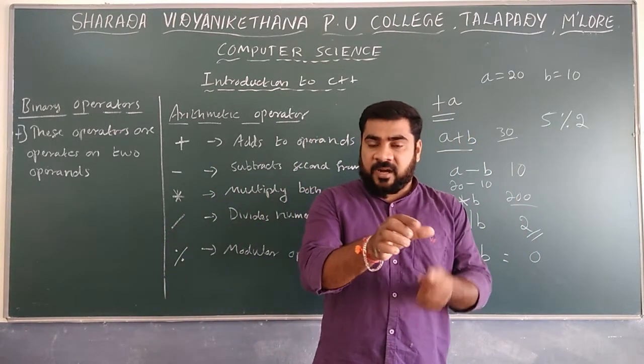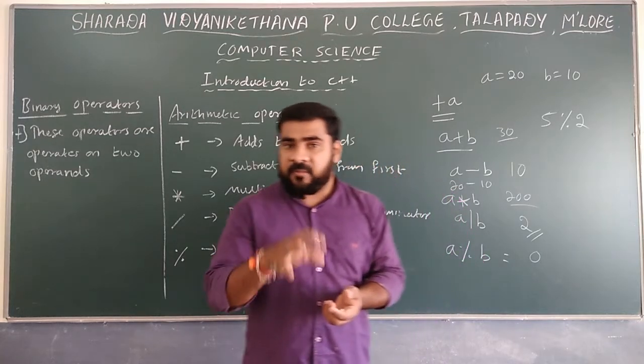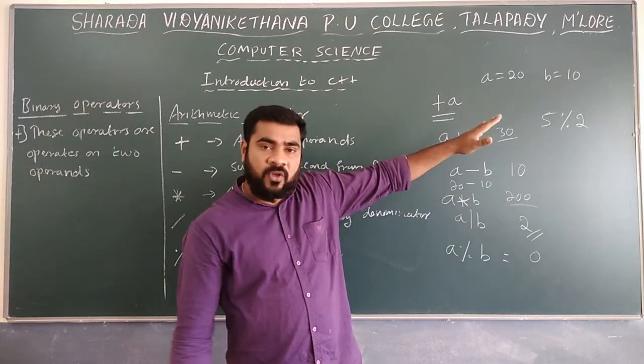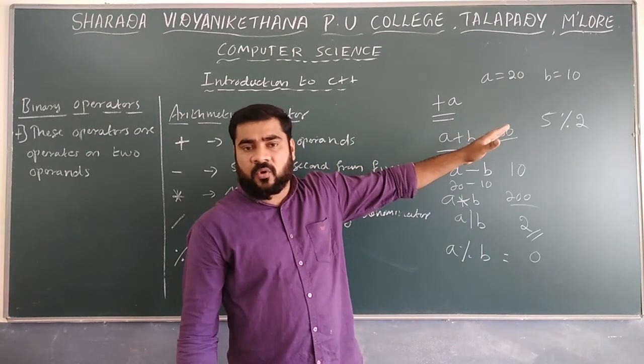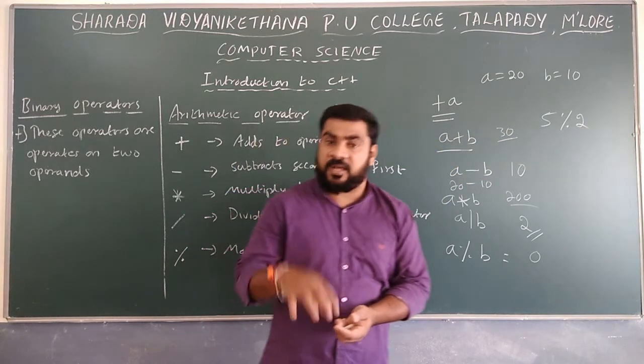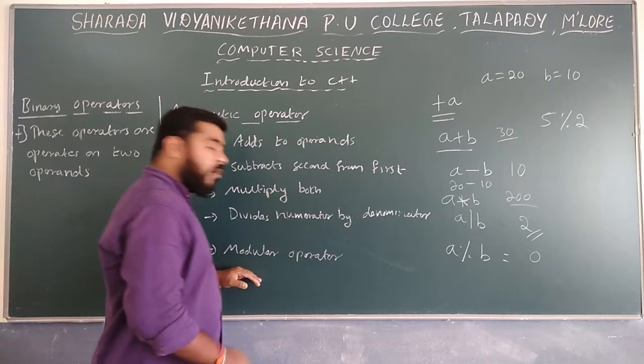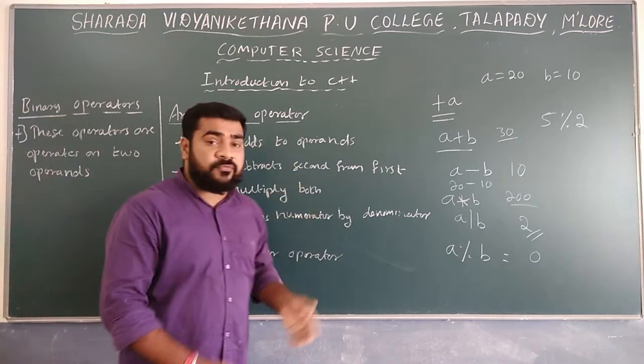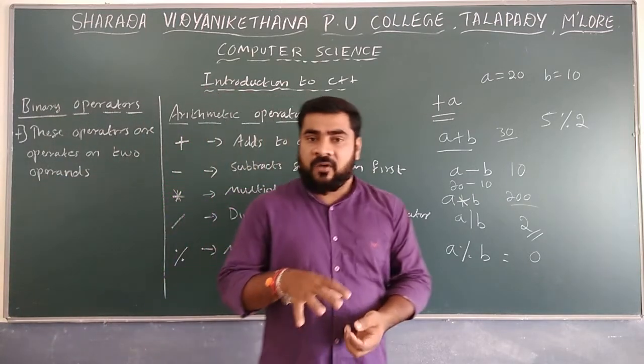After getting the integer part, what will be the remainder? That remainder we are getting. So it is 2.5 normally. 2 is the quotient and 1 will be the remainder. Whenever you want to store the remainder, we use the modular operator. So remember, these are the different types of arithmetic operators we discussed.